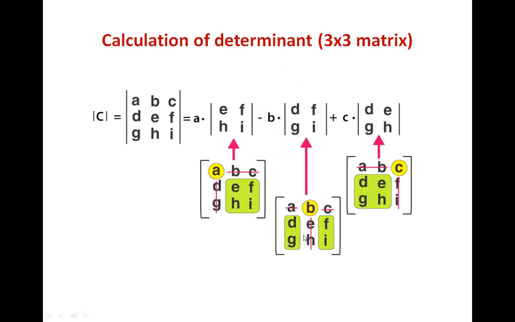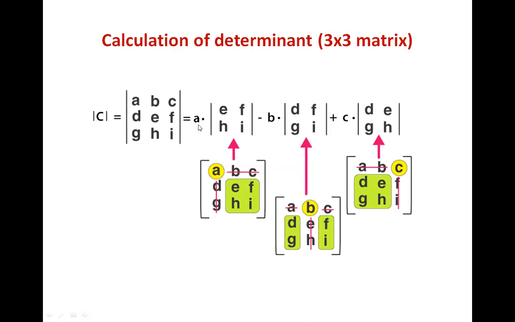Now, how are we going to estimate the determinant of a 3 by 3 matrix? Here we have to consider two concepts. There are two methods to estimate the determinant of a 3 by 3 square matrix. For example, consider this matrix C, which has elements a, b, c, d, e, f, g, h, i. Then the thumb rule is to consider the first element a.